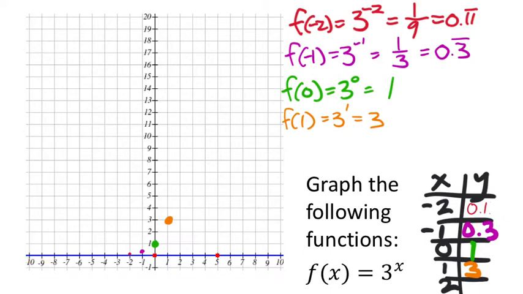Now, let's try that last one. We got f of 2, right? Do this one in blue. It's f of 2, which makes it 3 to the power of 2, which is 3 times 3 is 9. So that's 2, 9, and we can fit this one on the graph. 2, 9 would be right here. Now, the next one would have been 3, 27, way up there. But this is good enough.